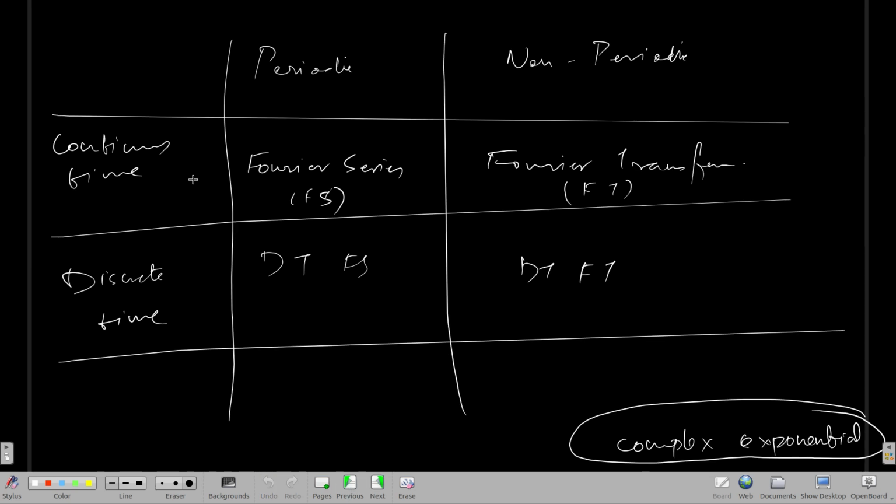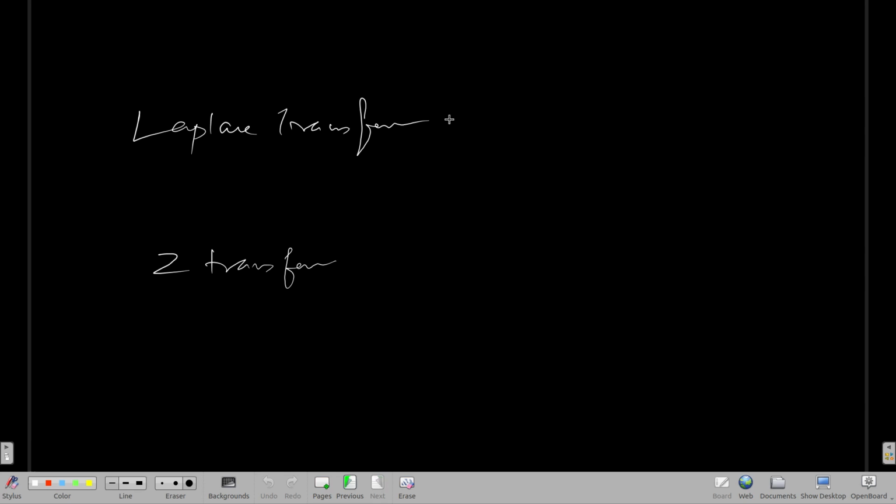Now there are two more transforms, the Laplace transform and Z transform, that you will be learning in the frequency domain analysis. What are these four? These four are used for representing signals, right? And if so, these are used for system representation and analysis.